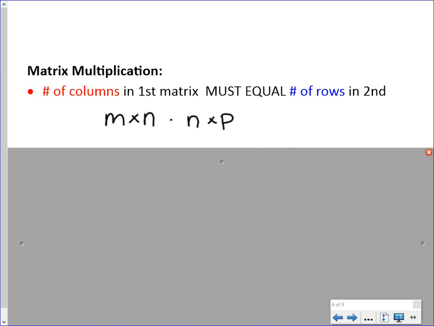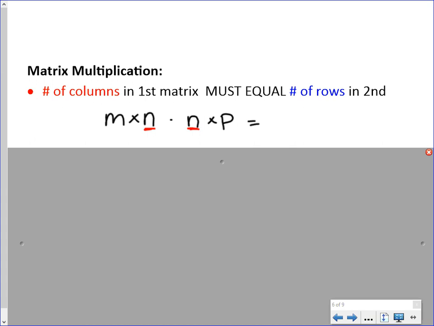Could they all be the same? Yeah. Could m and p be the same? Definitely. Could they be different? Sure. The only thing you have to do is make sure that the columns in the first matrix match the rows in the second matrix. So those middle numbers have to be the same in order to multiply.